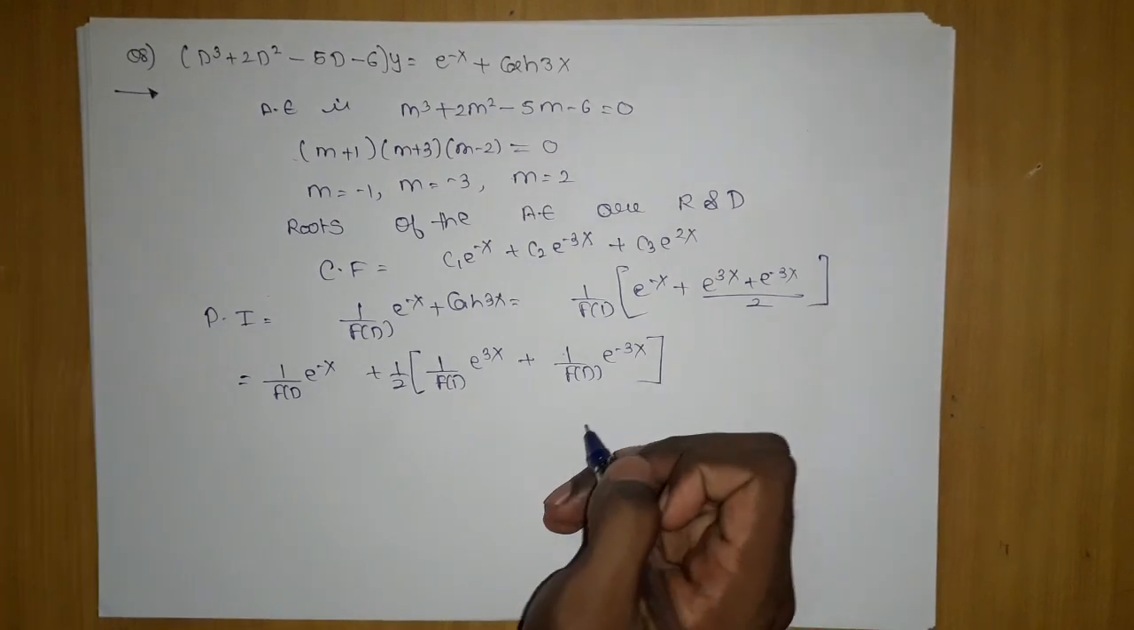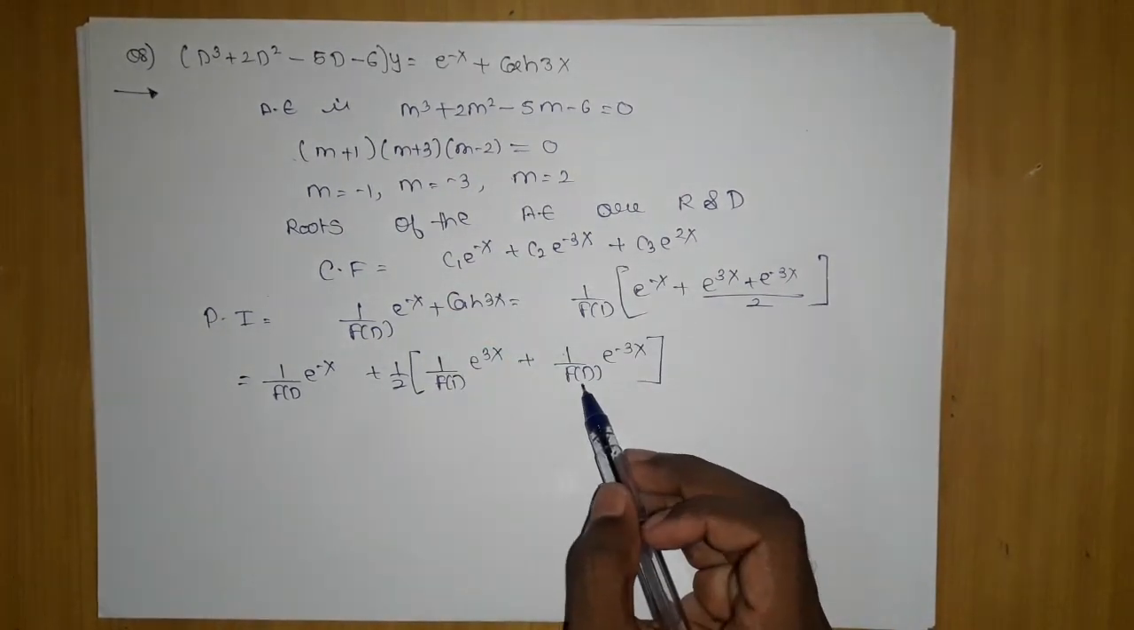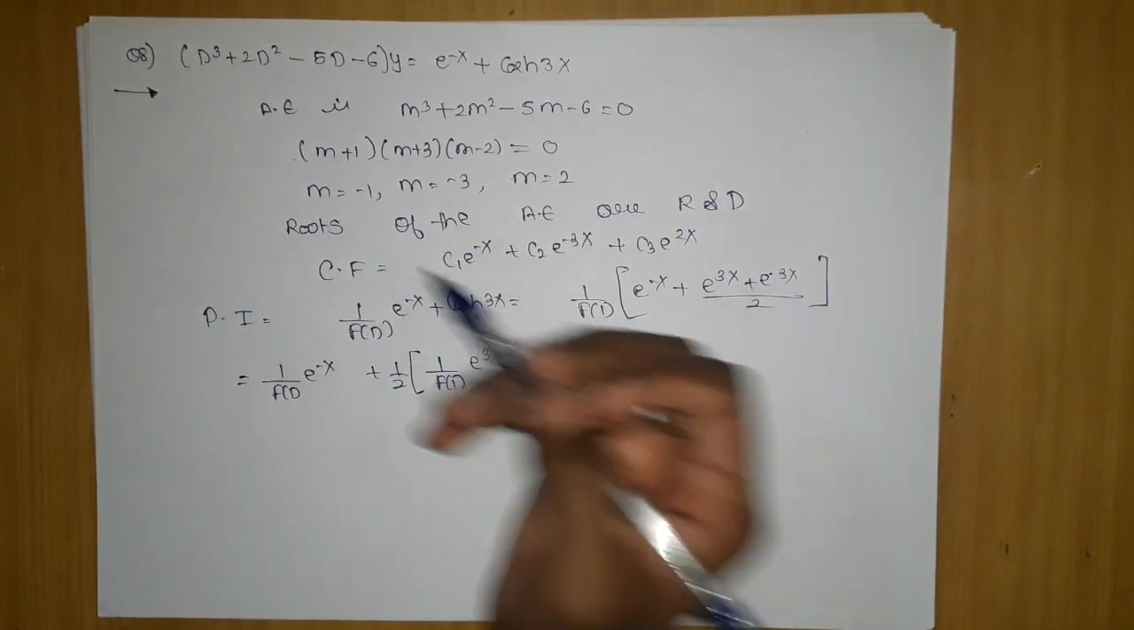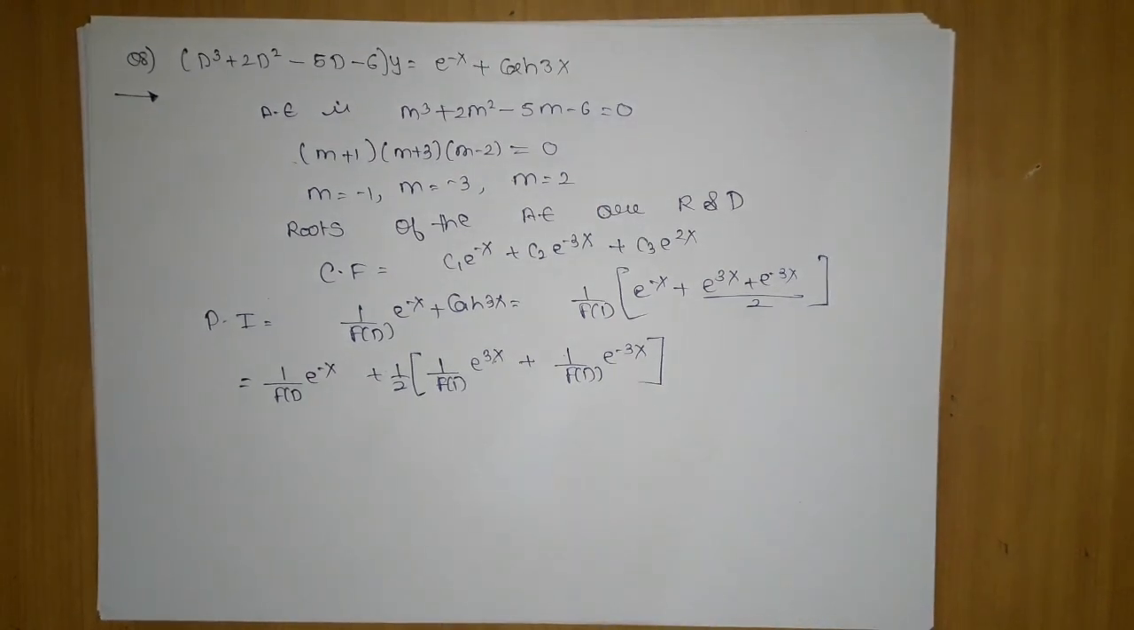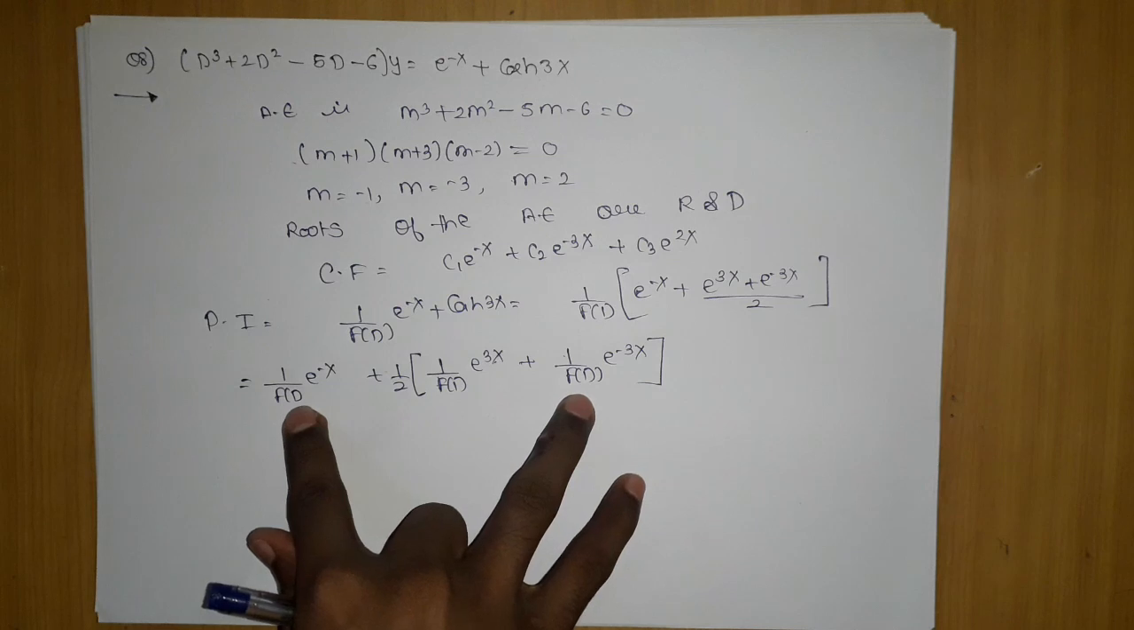So you can make out at what point it is going to be 0. We know minus 3 is a root, so it will be 0. We know of the rest, 1 and 2, minus 1 is also a root, so it will be 0. At 3 it will not be 0. So we are going to directly substitute here in this, and in these two we are going to differentiate.